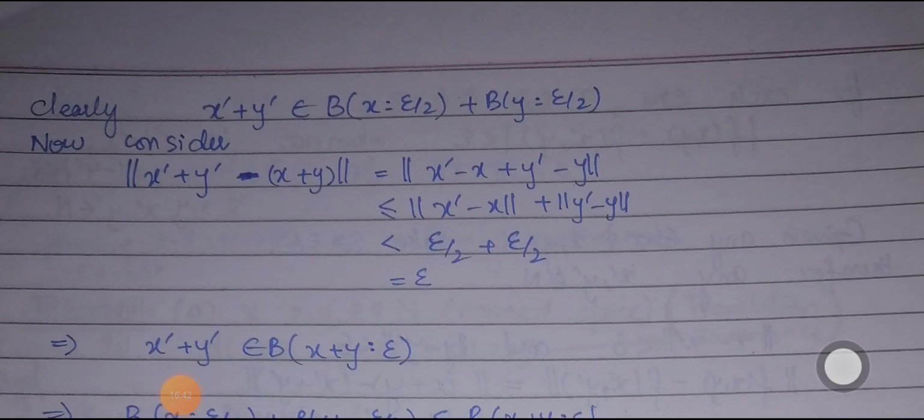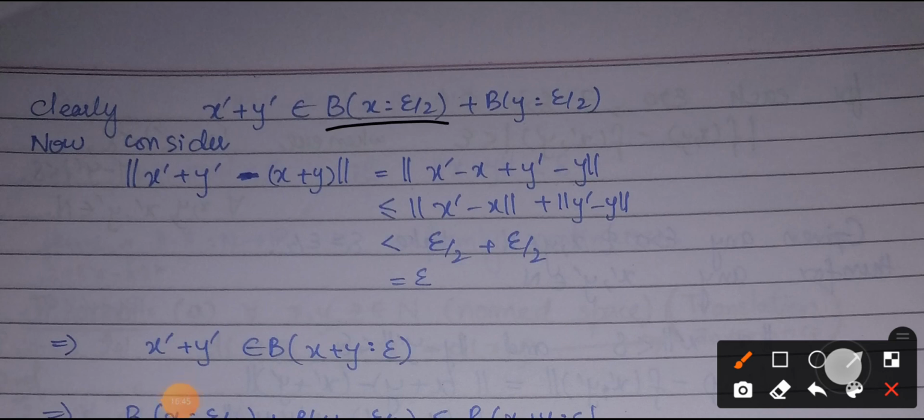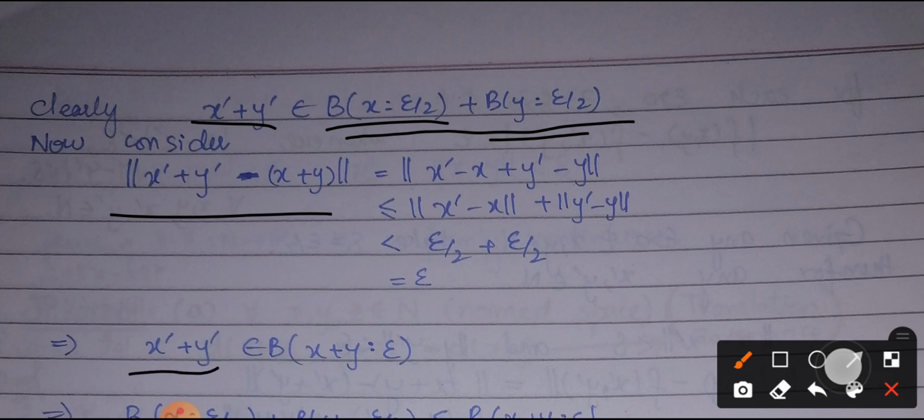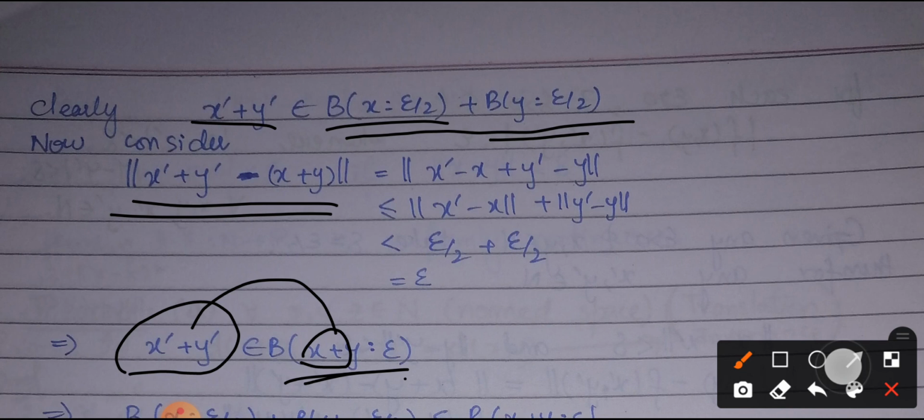Now if x prime belongs to the ball centered at x and y prime belongs to the ball centered at y, so x prime plus y prime will belong to this addition. So now consider x prime plus y prime minus x plus y. Why are we considering this? Because we want to prove that x prime plus y prime belongs to this ball, that is, the distance between this element and the center is less than epsilon. So that's why we are considering this expression, so that we will prove that it is less than epsilon.